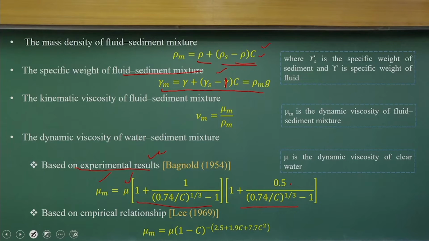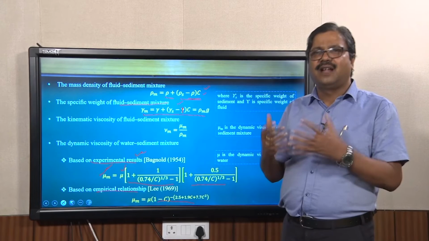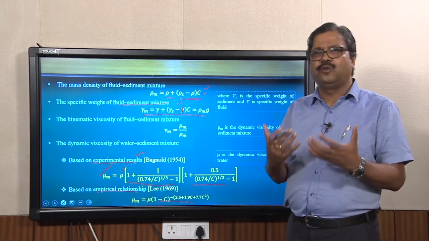If I consider the fluid-sediment mixture and I know the C value, I can compute the dynamic viscosity of the water and sediment mixture, which is necessary for us. Or we can use another empirical equation, also developed from experimental data, in the form of power functions. These are well documented experimental findings of the relationship between shear stress and shear strain rate, assuming Newtonian fluid behavior.